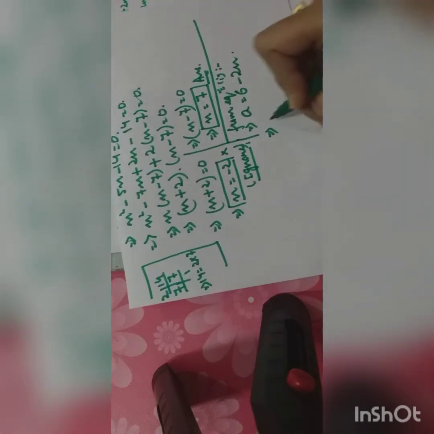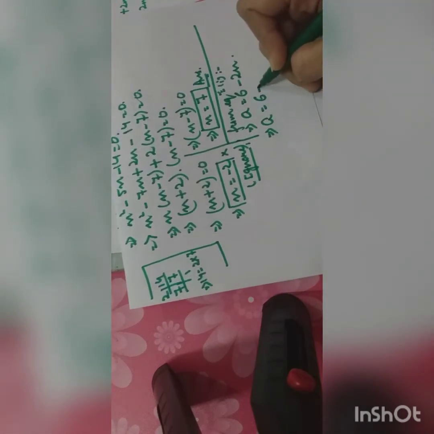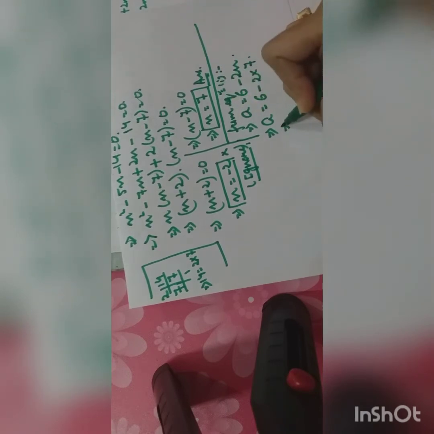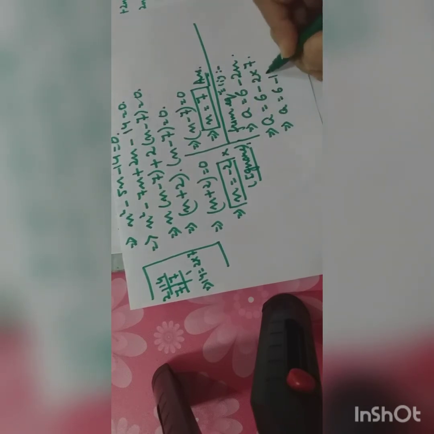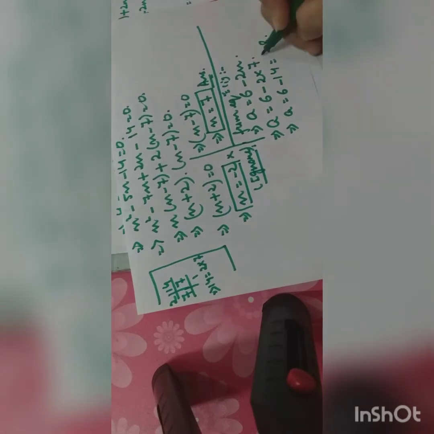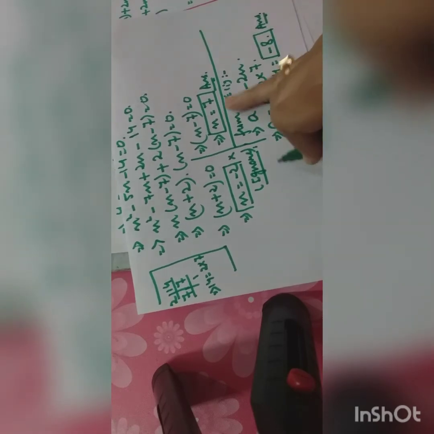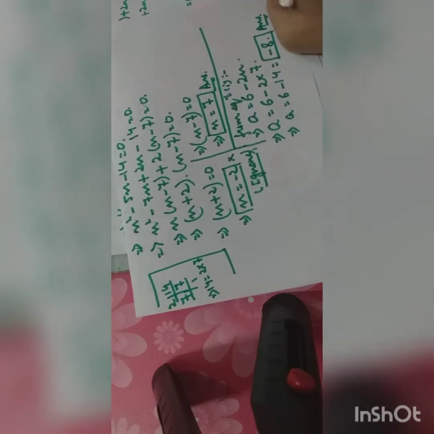So a equals 6 minus 2 into n, the value of n is 7. So the a value will be 6 minus 14, which will be equal to minus 8. So the value of a will be minus 8 and the value of n will be 7. Hope it is clear till here.